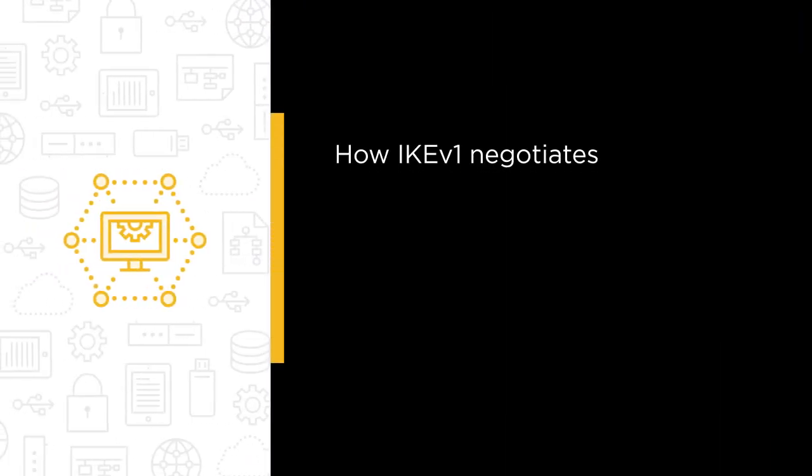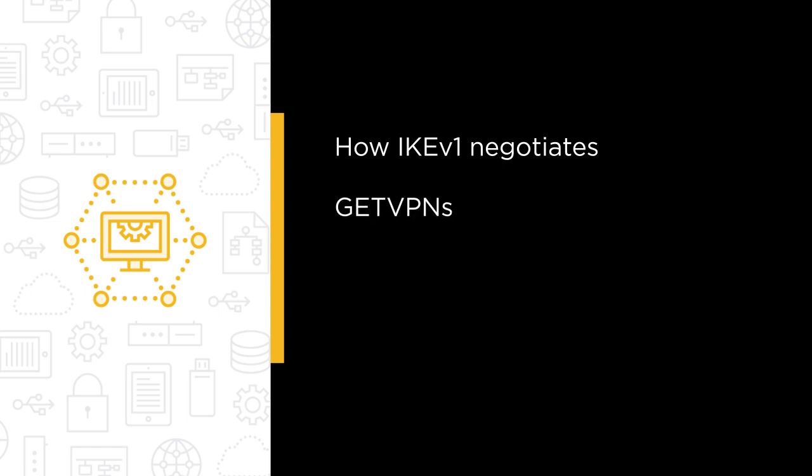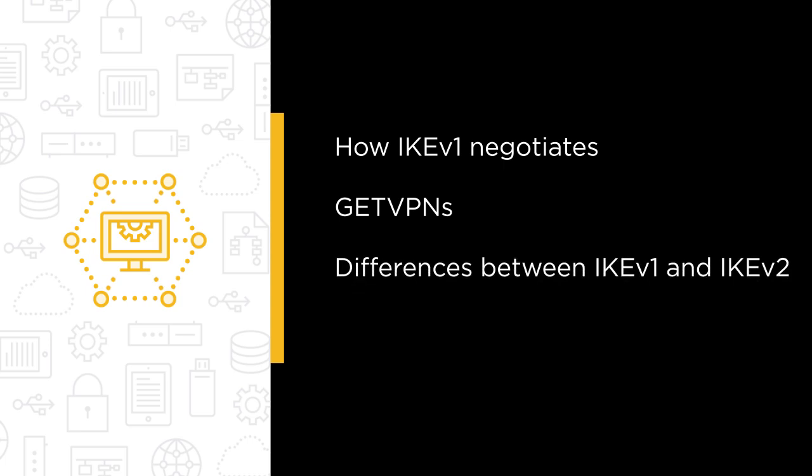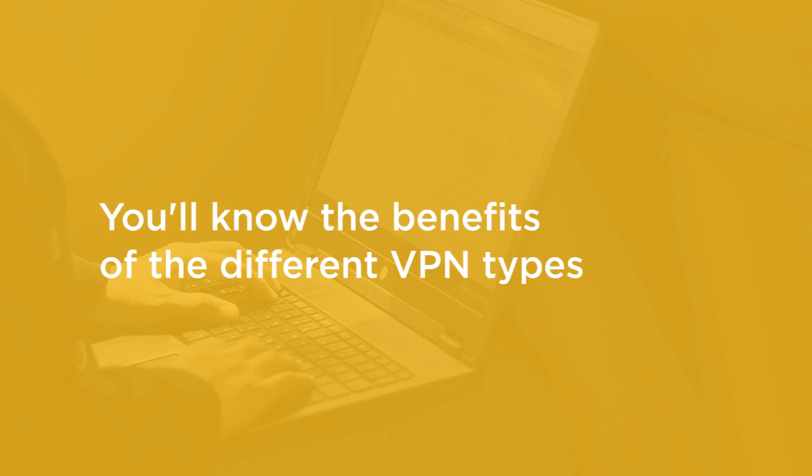Some of the major topics that we will cover include how IPSec version 1 negotiates the IPSec tunnel parameters, why GETVPNs are the most suitable VPN type for use over a private WAN, the differences between IPSec version 1 and IPSec version 2, and how encryption keys are securely exchanged between endpoints. By the end of this course, you should be able to know the benefits of the different VPN types available in IOS and on ASAs and understand the process of how encrypted tunnels are built.